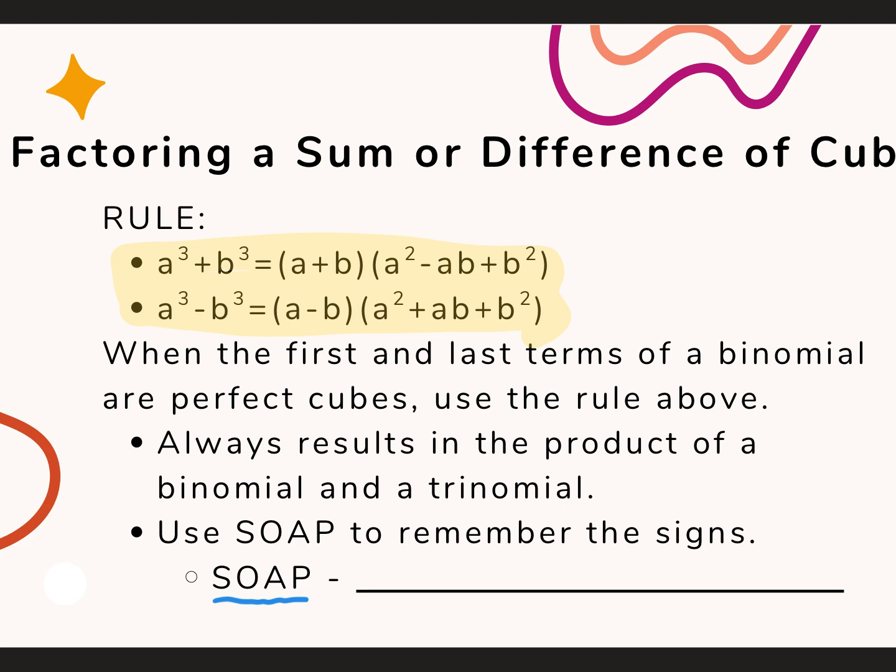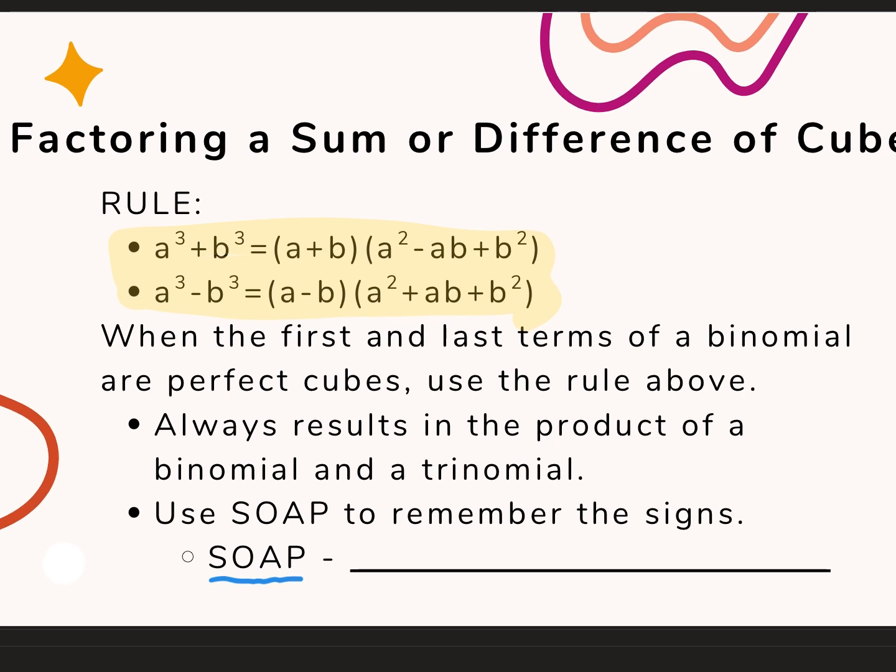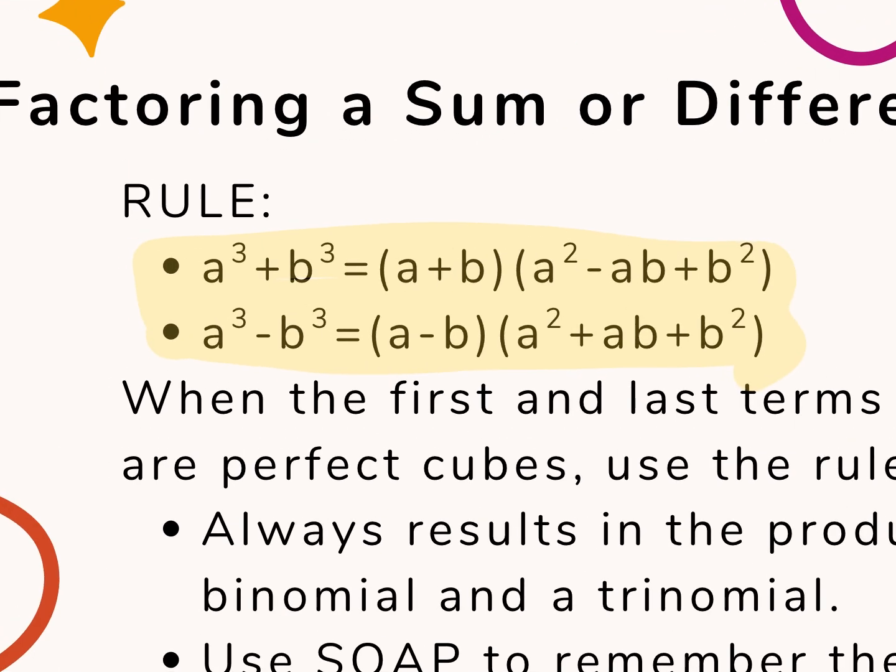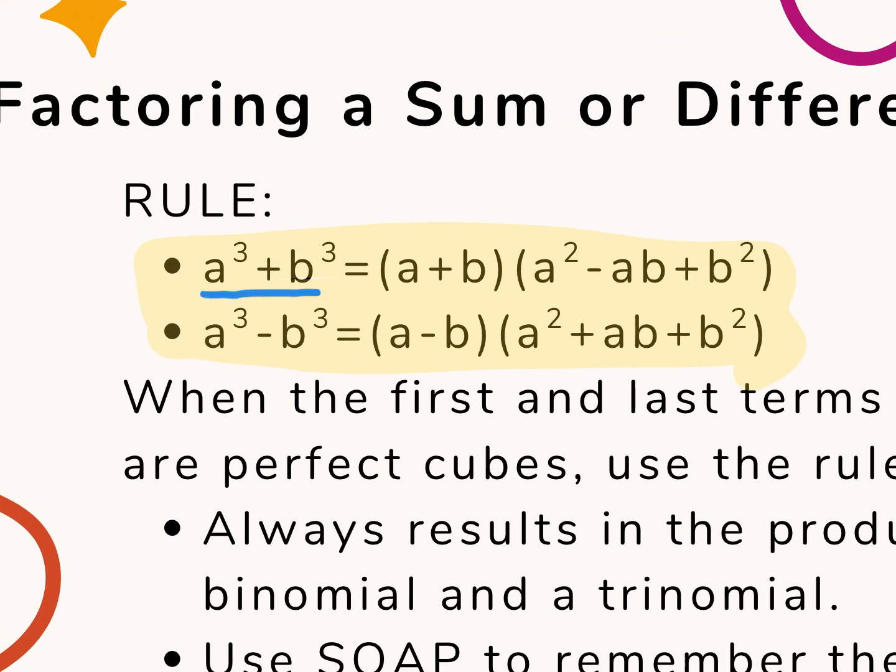When you have a cube, it's when the first and the last terms of a binomial are perfect cubes. You use the rule above, which is a cubed plus b cubed or a cubed minus b cubed. The result will always be a binomial, so one parenthesis with 2 terms, and then the second will be a parenthesis with 3 terms. But in order to remember the signs, you can use the acronym SOAP. Now, if you have 2 cubes that are being added together, your first parenthesis has a plus sign because this one starts with a plus sign.